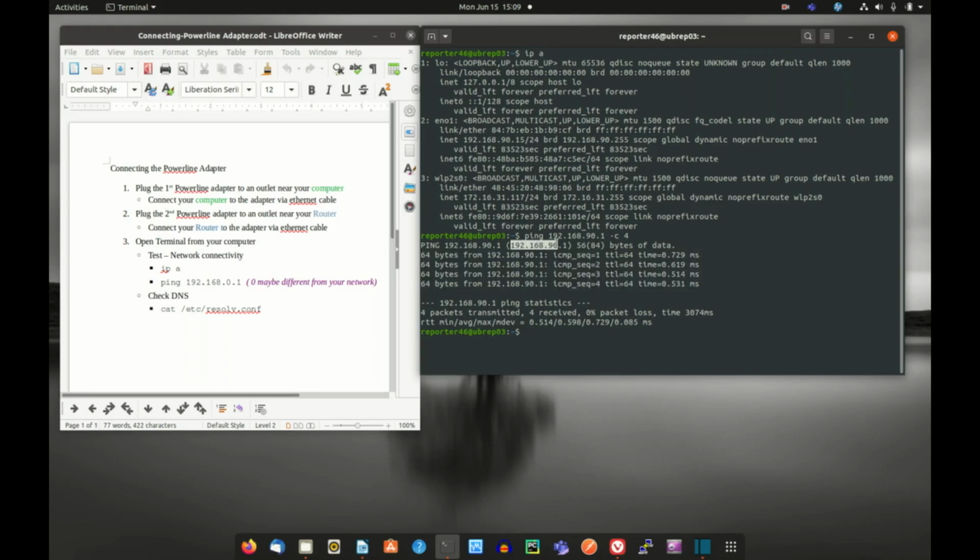So this usually follows: if it's 192.168.90.1, that is my router, because this is my IP address, right? Yours might be, if yours would be 192.168.0.15, your gateway will most likely be 192.168.0.1. Okay.